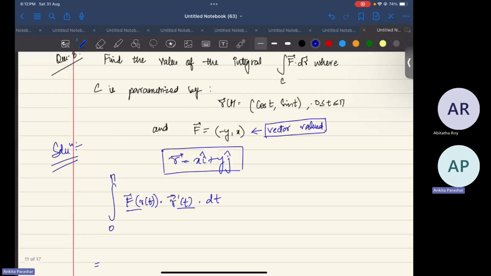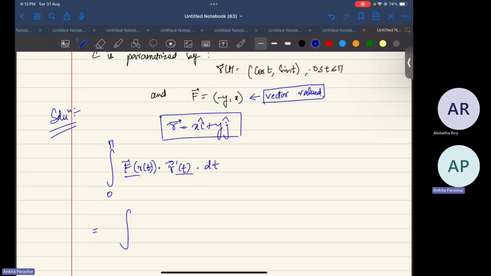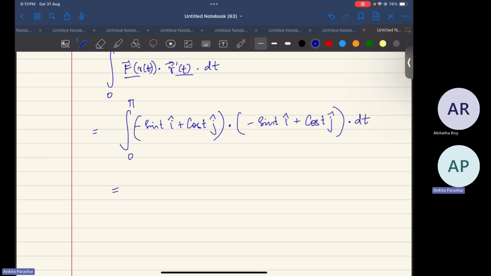So the function is y comma minus y comma x, and that would mean that you are writing minus sine t I cap plus x is cos t j cap. r prime t is minus sine t I cap plus cos t j cap, isn't it? Times dt, and you have to integrate 0 to pi. Is that okay? So what is this finally?